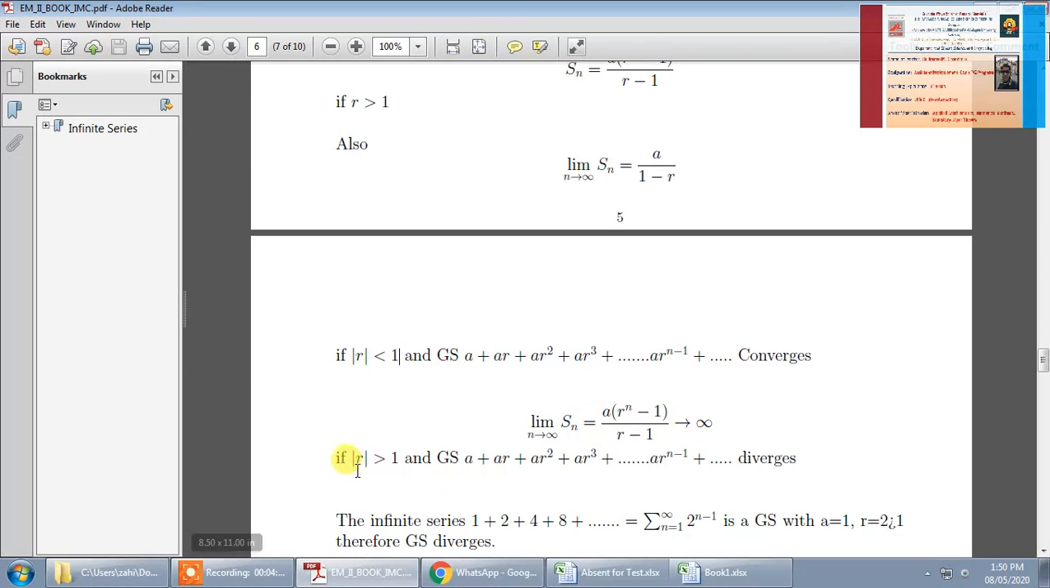If the r value is between minus 1 and plus 1, the series converges. If the r value is greater than 1, the series diverges. So as the r value goes greater than 1, we have a category like this.